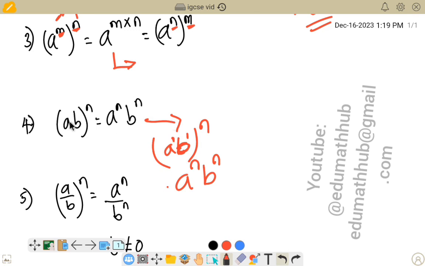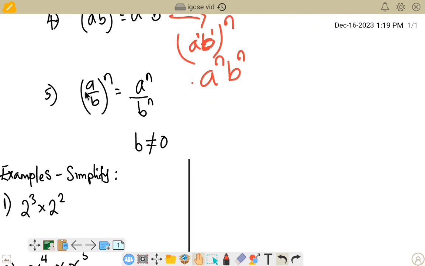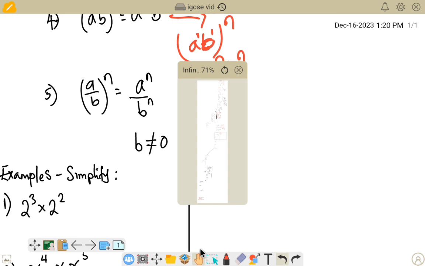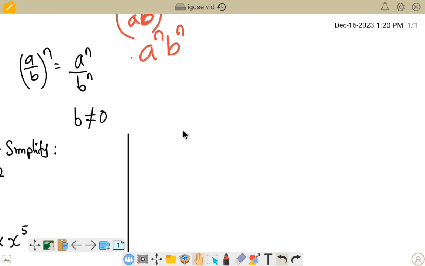Okay. Now this is for products. It also applies for division. This n, the power here, will just split itself for each of the terms. It doesn't work for plus or minus. Okay, it only works for multiplication and division. So don't make the mistake to write something like this in the examination hall.